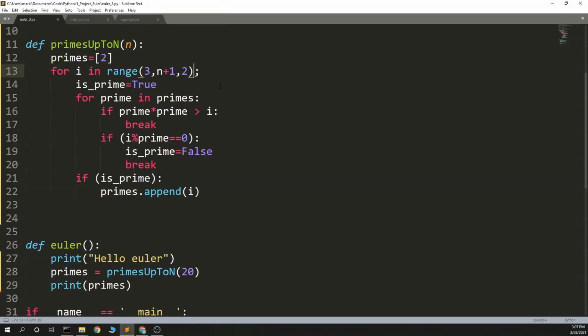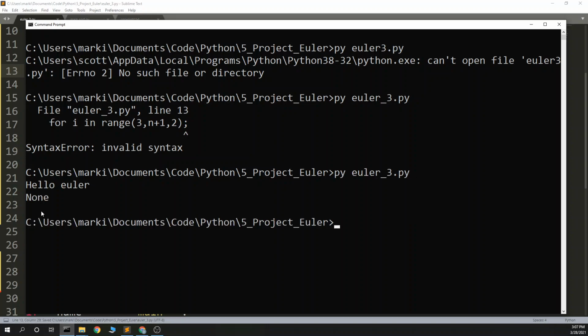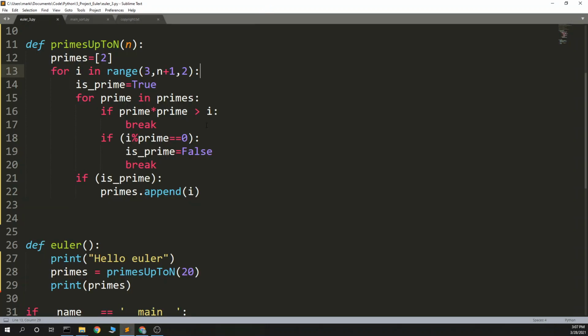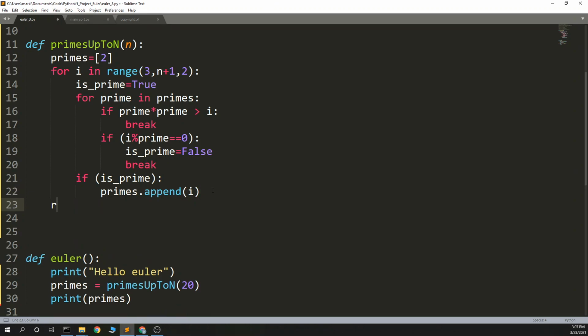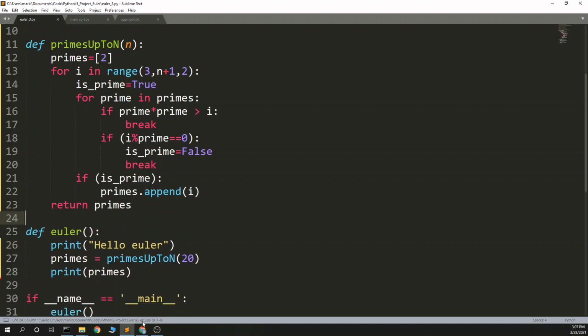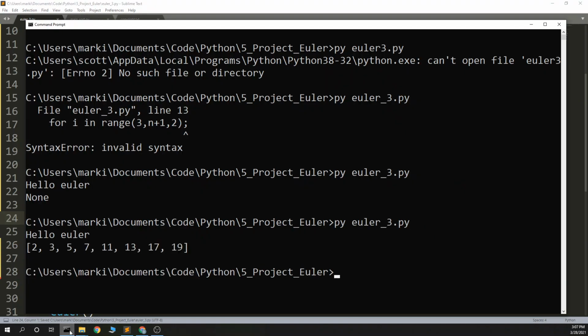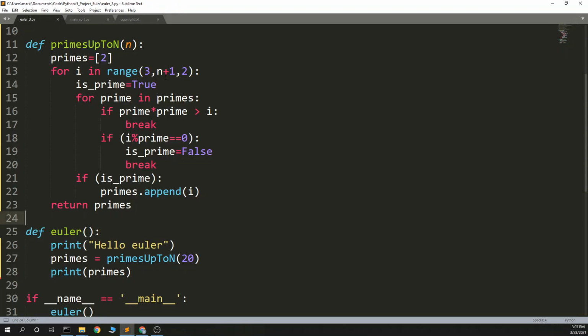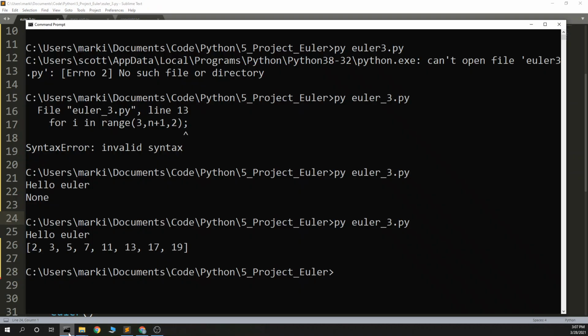All right, what did I do wrong? Semicolon instead of a colon. None, because I didn't return anything. Return primes. Okay, so up to including 20. So let's see what we got. 2 is prime, 3 is prime, 5, 7, 11, 13, 17, 19. I know these are prime just from enough time with numbers, so that appears to be working.